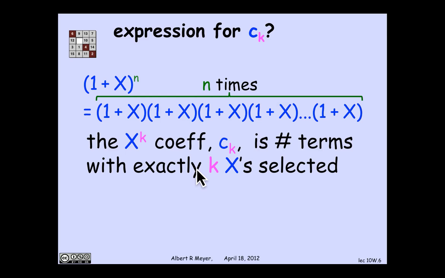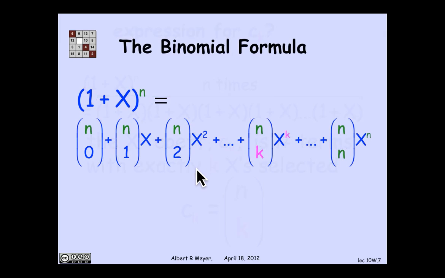So what's the coefficient of x to the k? The coefficient of x to the k is the number of those 2 to the n terms in which the power of x is k, that is, in which I selected k x's and, willy-nilly, n minus k ones. How many ways are there to select k x's among these n terms? We know the answer to that. It's n choose k, all the ways of choosing a subset of k items out of n items. And that's the answer. ck is simply n choose k. This is called the binomial formula. So now we know that 1 plus x to the n is n choose 0, plus n choose 1 times x, plus n choose 2 times x squared, and so on, where n choose k times x to the k is the general term, ending with n choose n times x to the n.